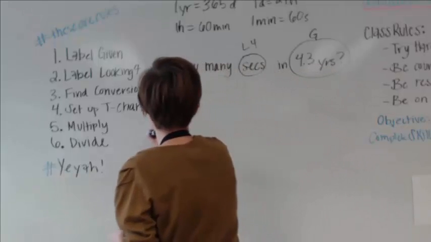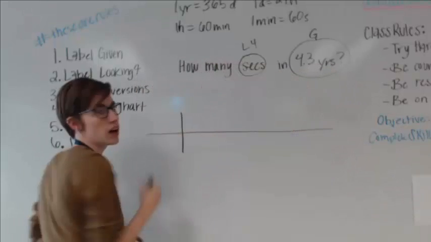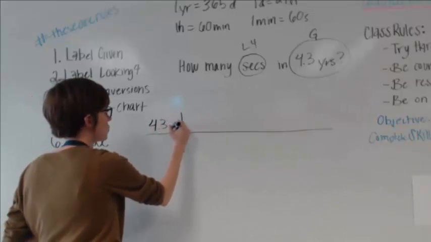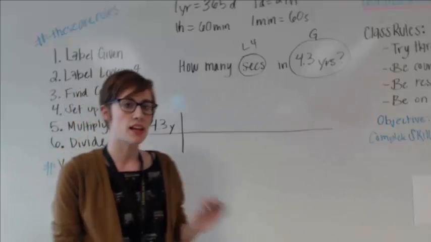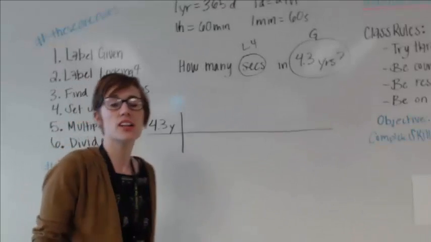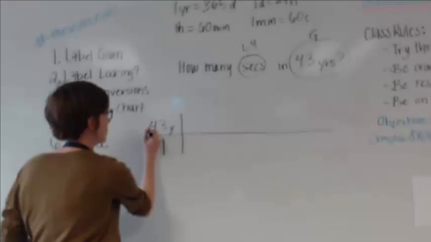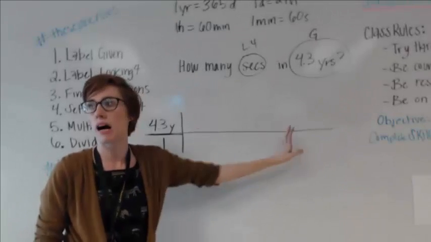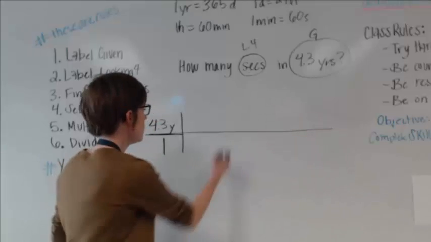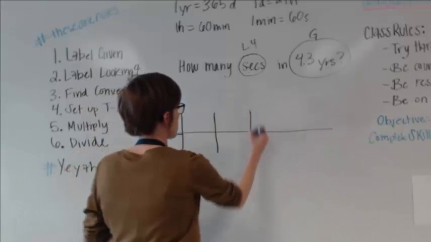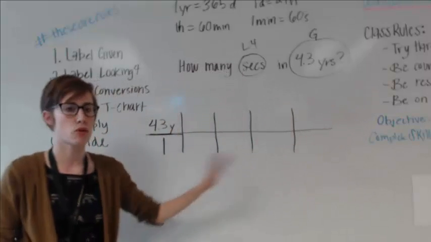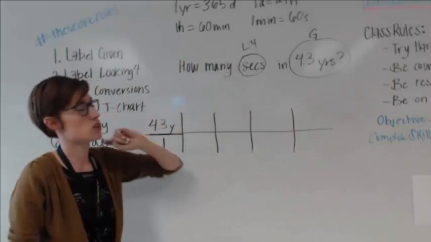So when you set up the T-chart, make this one extra long. In the T-chart, we put the given on top. Always put your given on top and include your units. If you don't include the units, I might yell at you really loudly, in a nice way. So 1 goes on the bottom. Okay, so if I have 4 conversion factors, that means I need 4 boxes for my conversion factors to go in. So here's the first box, here's the second box, here's the third box, here's the fourth box.